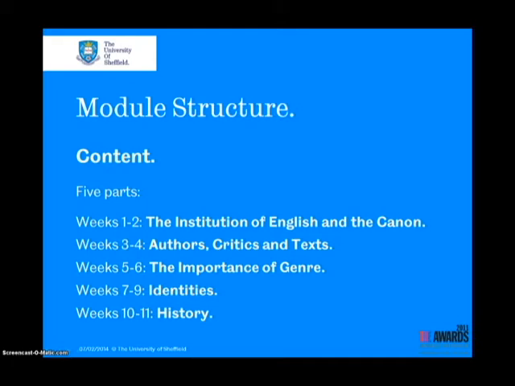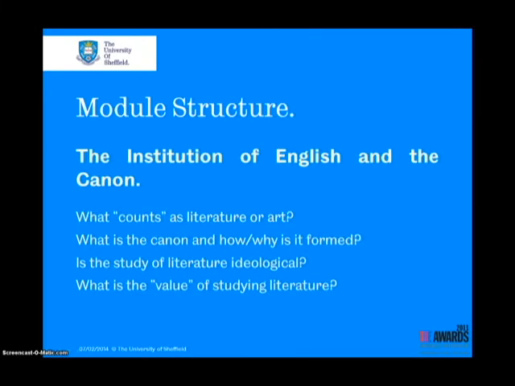The first block asks what we mean by literature, the literary and art, what counts and what doesn't, what is included in the canon of classic works and what is excluded and why. To what extent is the resulting institution of literature, the bookshops and prizes, the university courses, the film and TV adaptations, to what extent are these ideological, and why should we study literature anyway?